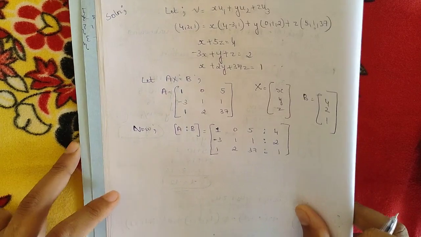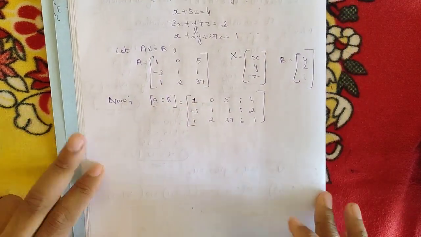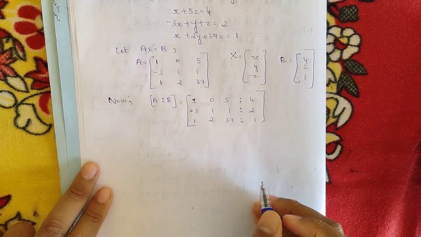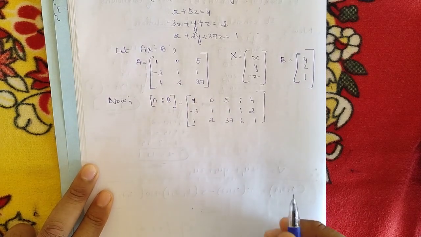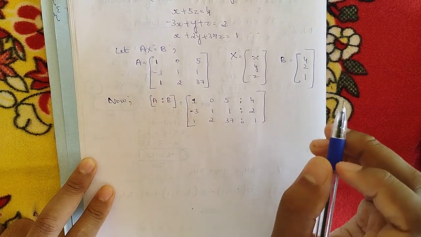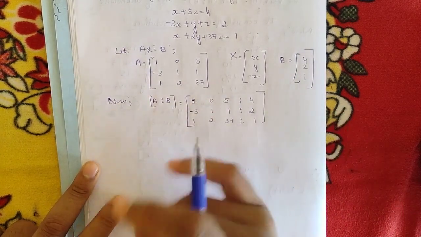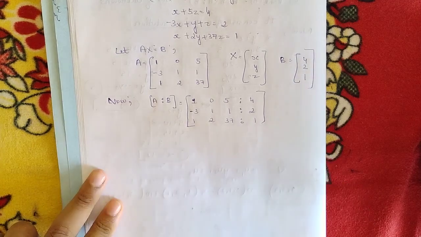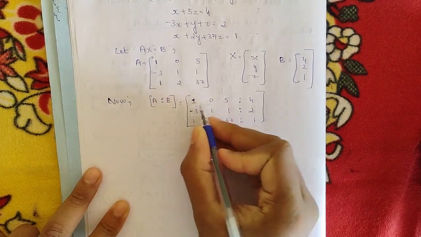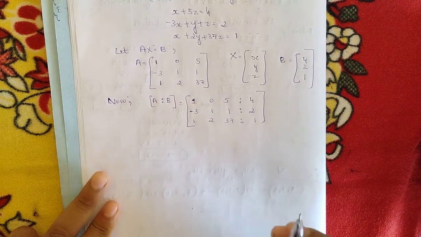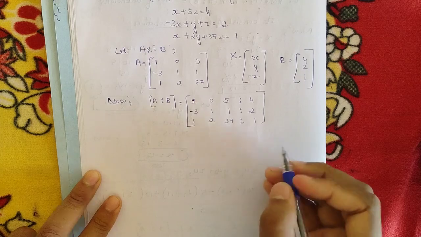Okay, now we should be finding the rank, right? How to find the rank? First two column elements you should be making 0 except the first element. Whenever you find the rank, just keep in mind that in the first row, the first element should always be equal to 1, so that it is easy for you to solve. So using the first row, you should be making the first column's second and third elements equal to 0, right? So how to make it?